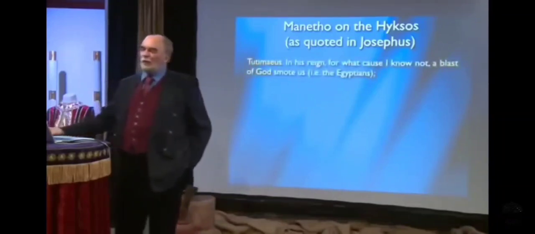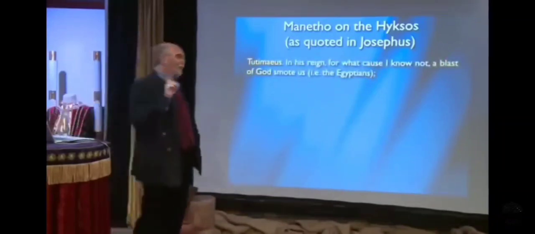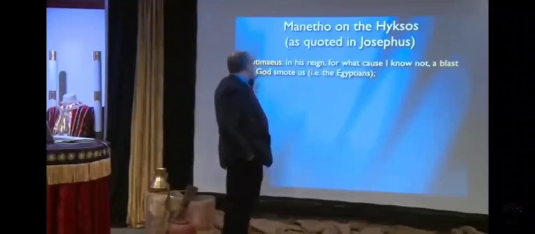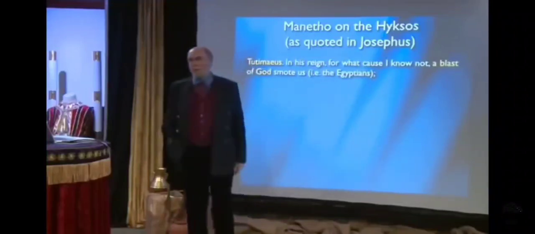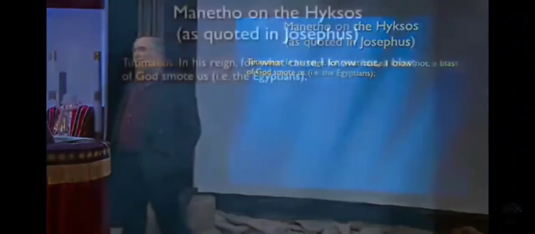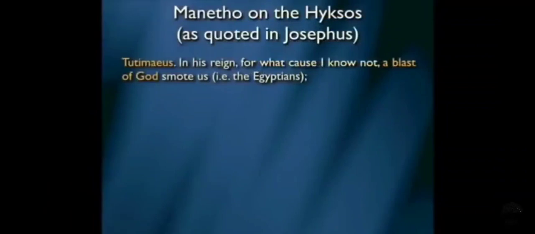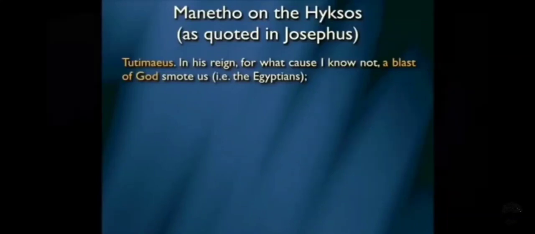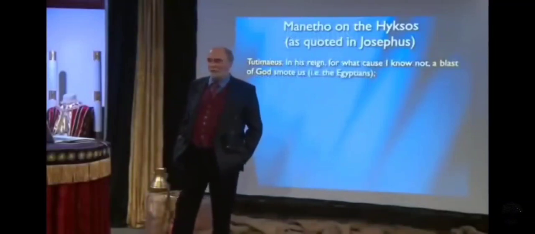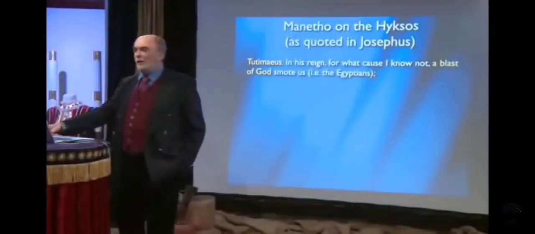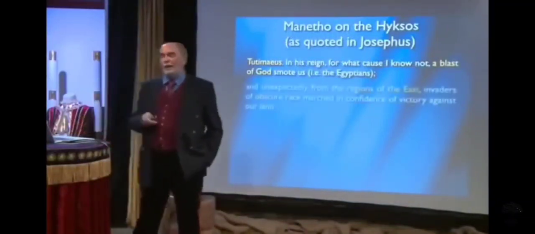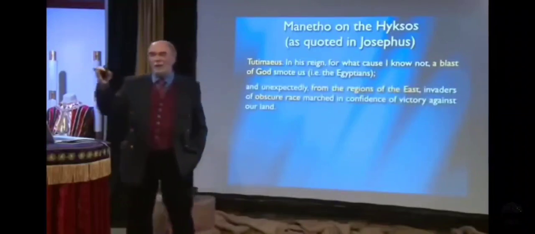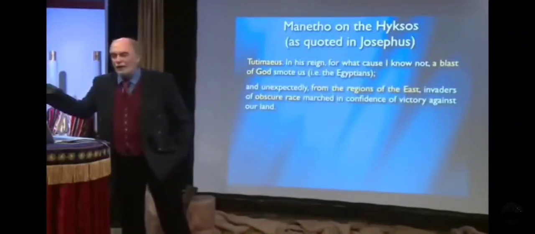In the time of a king called Ptolemaeus, remember he's writing in Greek again for the Ptolemies, Ptolemaeus is Dudimose. In his reign, for what cause I know not, a blast of God smote us. And God here is in the singular. You would expect an Egyptian to be writing, and the gods smote us. But he doesn't. He refers to one God smiting the Egyptians. And he continues, and kai in Greek, which means what follows on from God smiting.